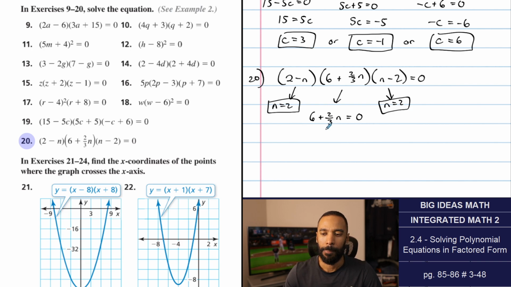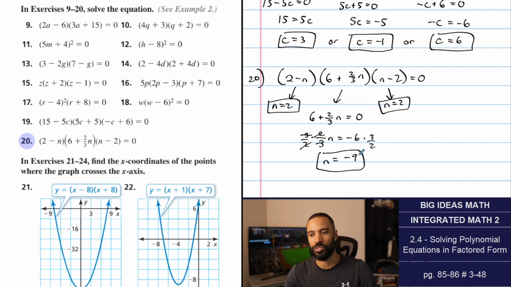This equals 0. I'm going to subtract the 6. 2/3 n equals -6. And to solve this in one step, I would multiply both sides by the reciprocal, 3 halves, times 3 halves like that. 3 over 3 and 2 over 2 becomes 1. We're left with 1 n equals -6 times 3, which is -18, divided by 2 is -9. So n equals -9 is the third one, and that's the result.